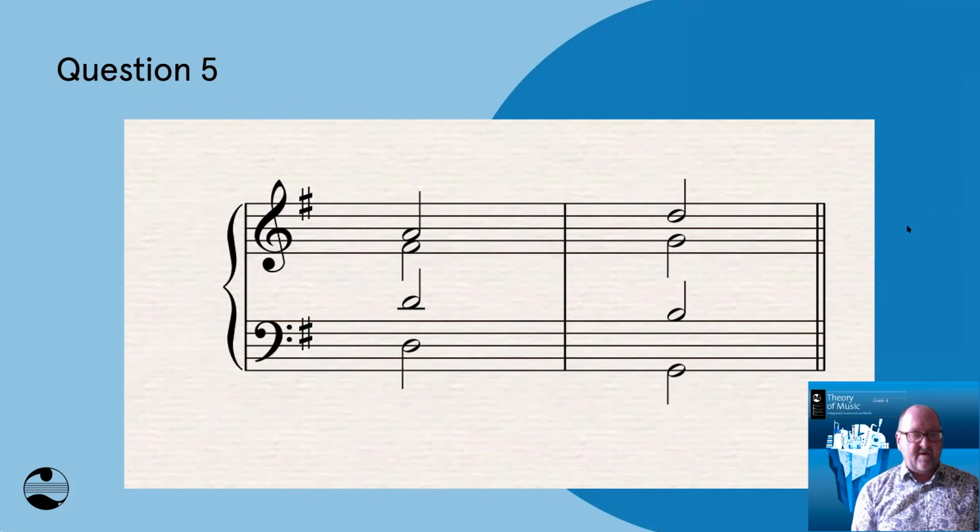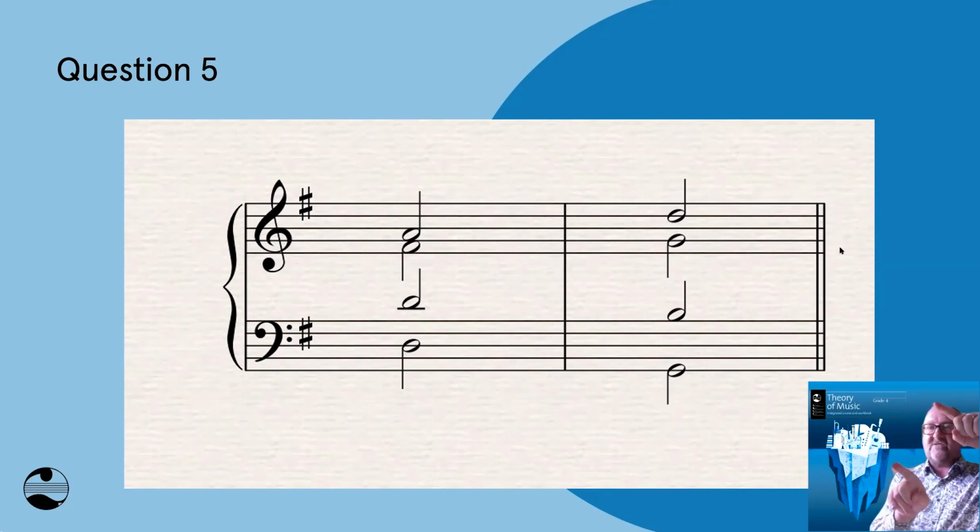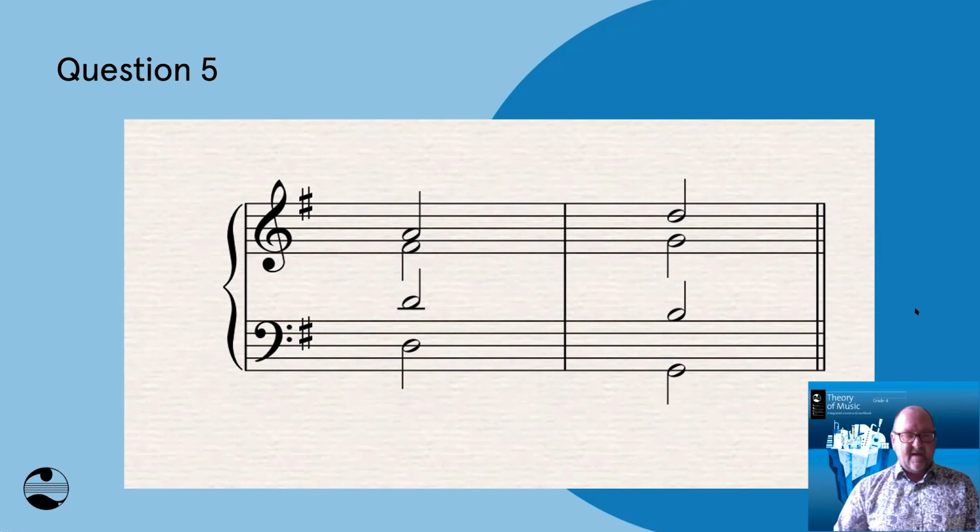I will mention, however, that these are consecutive fifths in contrary motion. So they haven't gone in the same direction. They've actually gone out in the opposite direction, but we still call them consecutive fifths. I will also add that in some textbooks, they call these hidden fifths, but not in AMEB land. We're going to call these consecutive fifths. All right, next one.